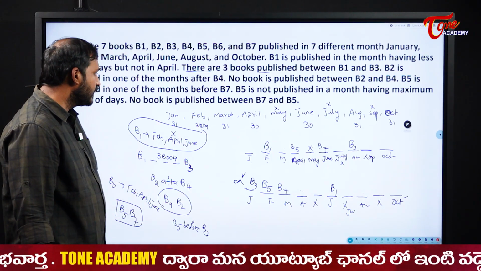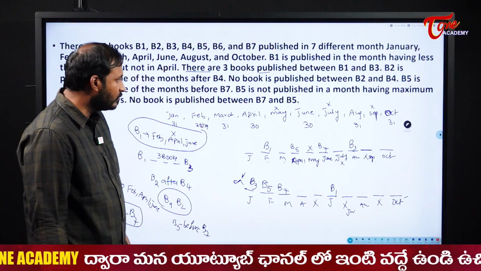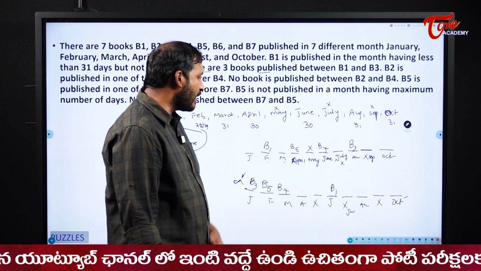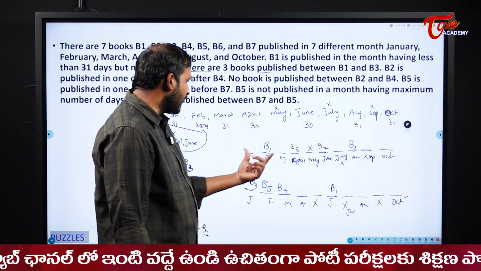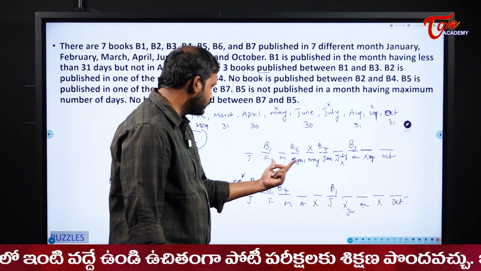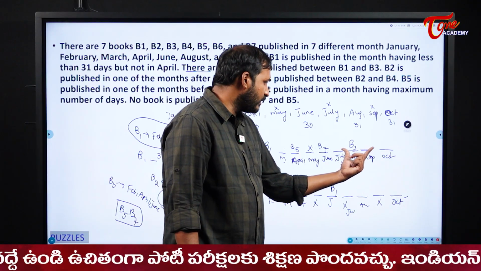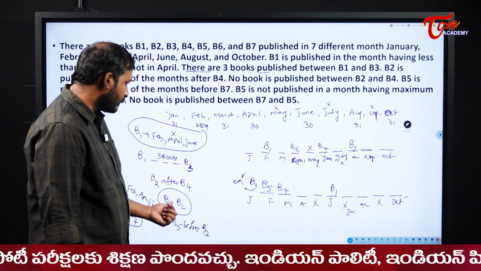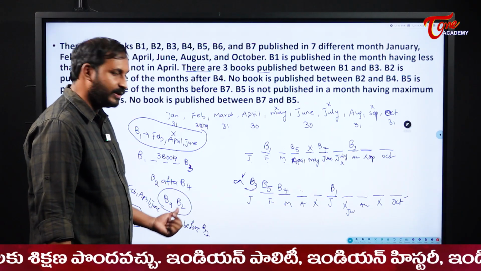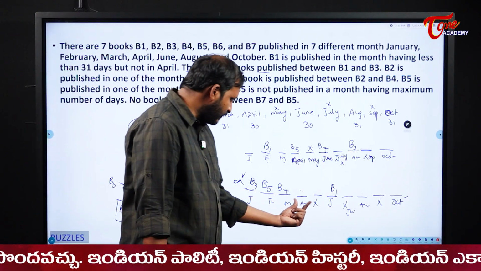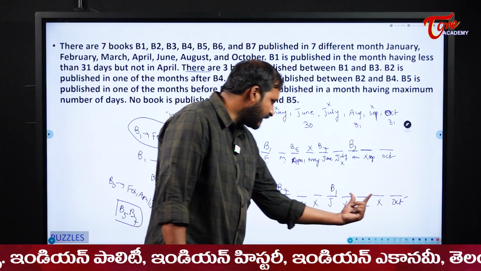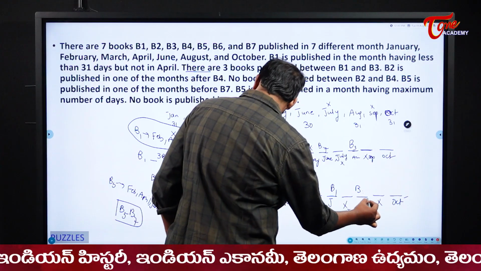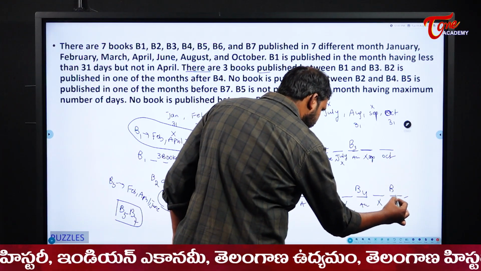I need to place B4 and B2. Now, B4 and B2, where can I place them such that there will be no gap between them? I cannot place B4 and B2 here. I cannot put B4 and B2 here. In this logic, I cannot put B4 and B2. But please see here, can I put B4 and B2 here? No. But I can put B4 and B2 here.